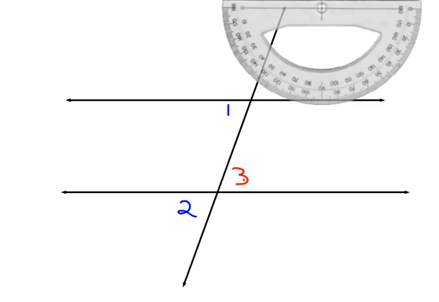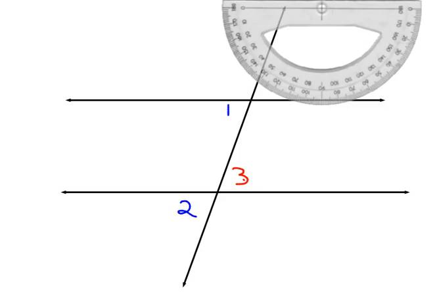What do we know about vertical angles? They're equal in measure. So if 1 is equal to 3 and 2 is equal to 3, what do I know about 1 and 2? They're equal. I don't even need to measure to show you. But corresponding angles are also equal in measure. So that's your next theorem.